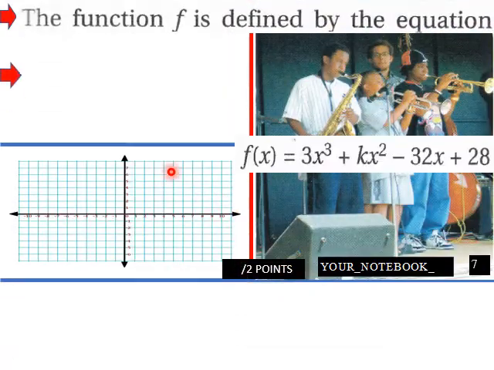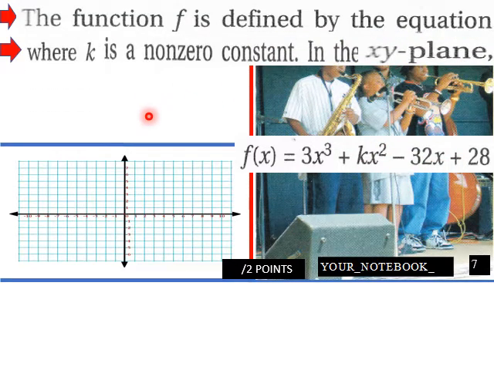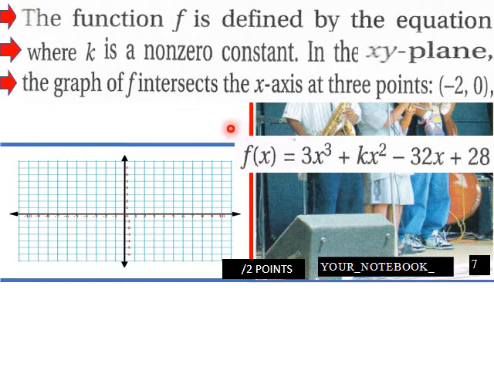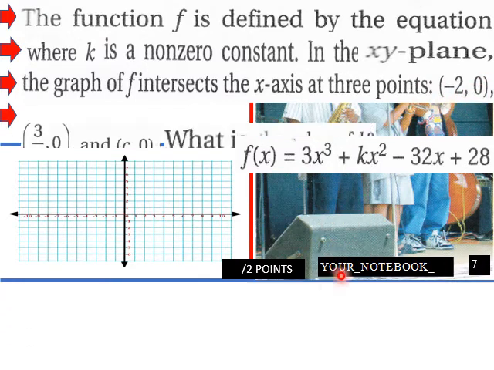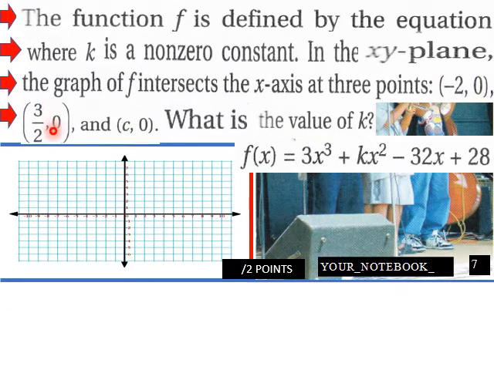Okay, moving to another example. f of x equals 3x cubed plus kx squared minus 32x plus 28. We have a little different situation here. It's defined by the equation where k is a non-zero constant in the xy-plane. The graph of f intersects the x-axis at 3 points: negative 2, 0, and 3 over 2, 0, and c, 0. What is the value of k?